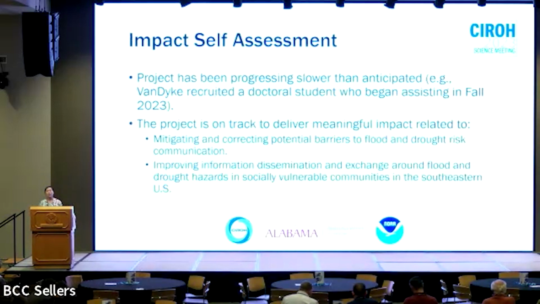And in terms of the impact self-assessment, our project has been progressing a little bit slower than expected. And as we all know, things happen sometimes. And for instance, Matt recruited a doctoral student just this fall. With that said, I'm pretty confident that we are on the right track. So we will eventually deliver meaningful impact related to mitigating and correcting potential barriers to flood and drought risk communication. And we will improve information dissemination and exchange around flood and drought hazards in socially vulnerable communities in this study region.